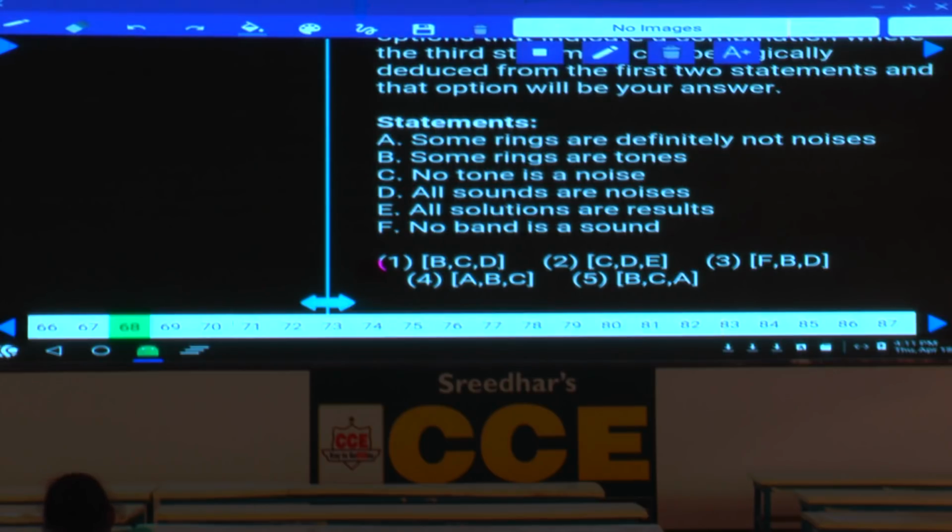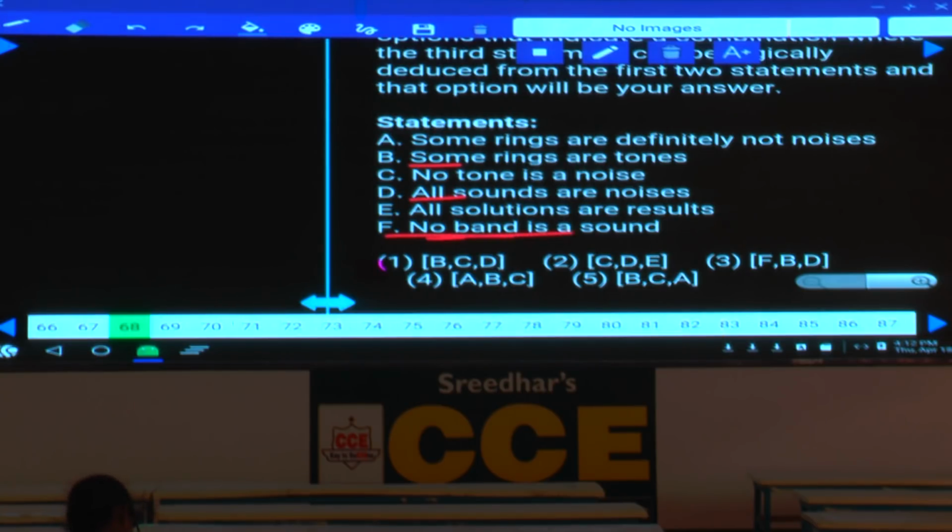Then coming to question number 68. In the 68, B, C and D, there is one negative statement, and an affirmative conclusion cannot be drawn from a negative statement. Choice 1 is false. And C, D and E. In C, D and E, there is a negative statement, but as E is an affirmative conclusion, that cannot be drawn. Choice 2 is also ruled out. Then choice 3, F, B and D. In this F, B and D, F is negative and B is affirmative, and D is an affirmative statement.